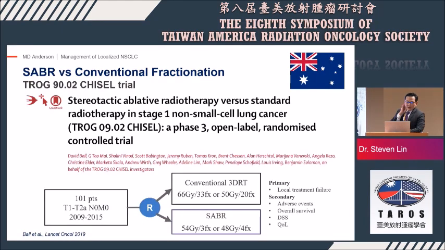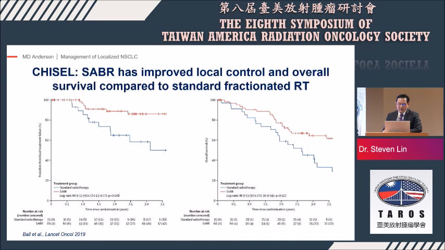And so this is a trial, of course, that shows that if you have an option, do SABR, do not do conventionally fractionated radiotherapy. This is a study that was done in Australia that compares head-to-head SABR versus conventionally fractionated radiotherapy over 30 fractions or even 20 fractions. You see here that SABR completely improves survival, not only local failure-free survival, but also overall survival compared to conventionally fractionated radiotherapy.